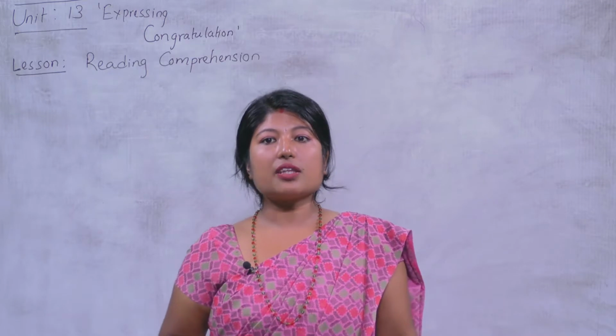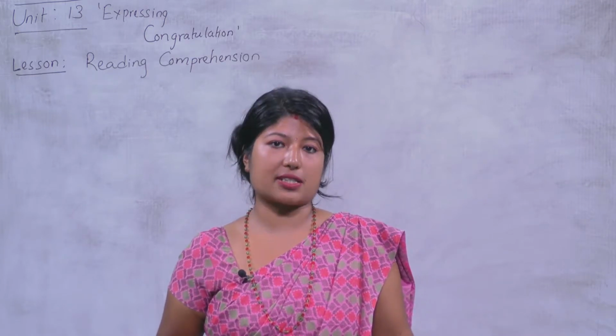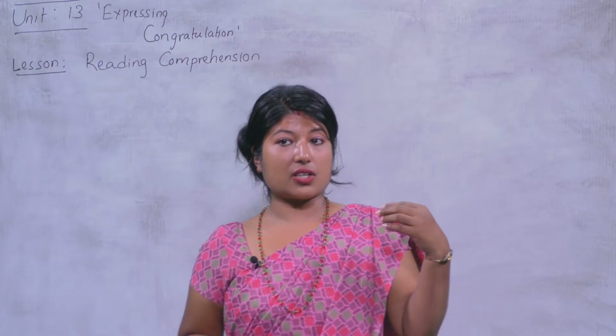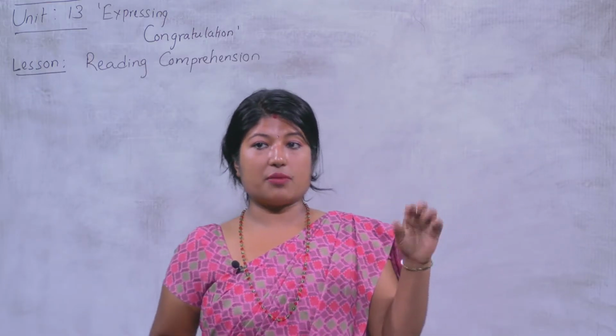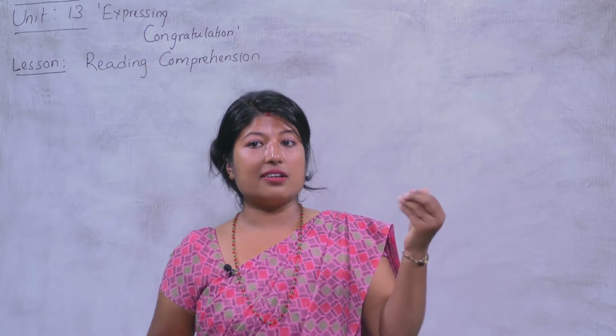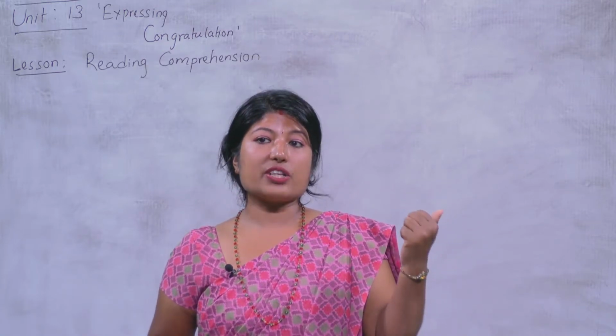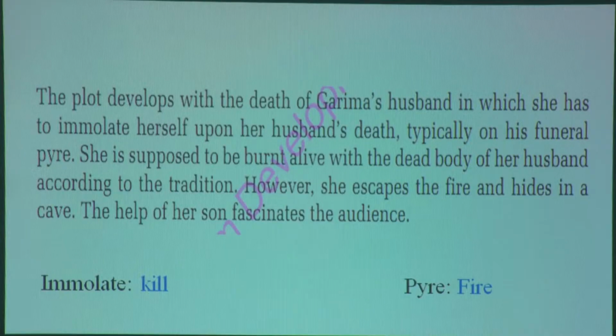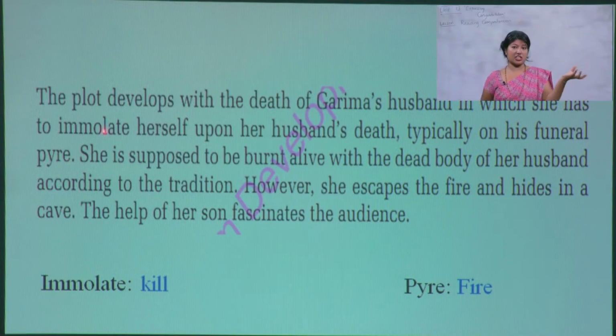Okay, the plot develops with the death of Garima's husband. The movie started with Garima's husband. Garima is a central character because the story moved around her husband, Garima and then her family. In it she has to immolate, immolate means kill, sacrifice, okay, sacrifice herself upon her husband's death, typically on his funeral fire. So she had to sacrifice herself in the funeral fire.